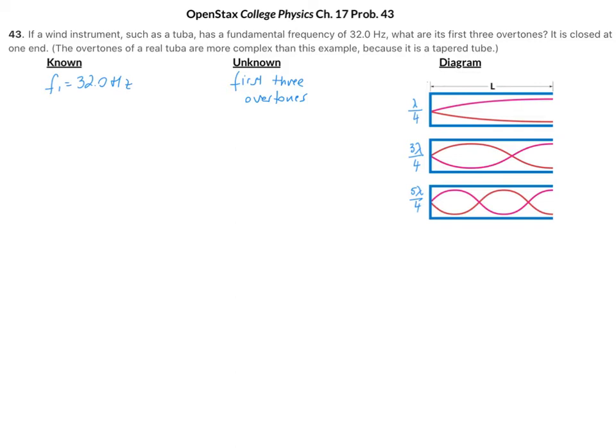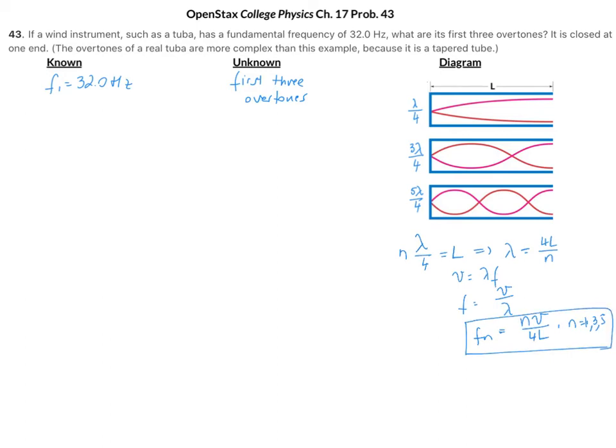So the equation here, let's just derive it. It's not hard to derive. I know that lambda over 4 times some odd number n is equal to L, which means that lambda is going to be 4L divided by n. But we know that the speed of sound is lambda times frequency, so frequency is v over lambda. So frequency for the nth harmonic is going to be nv over 4L, where n is an odd integer, 1, 3, 5, and so on. So this is the equation for a tube open at one end and closed at the other. So that's why the first three overtones are n equals 3, n equals 5, and n equals 7.